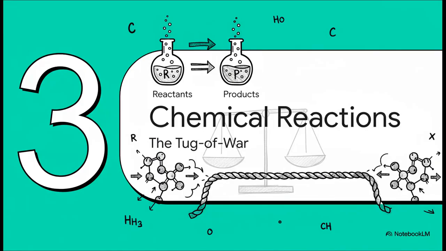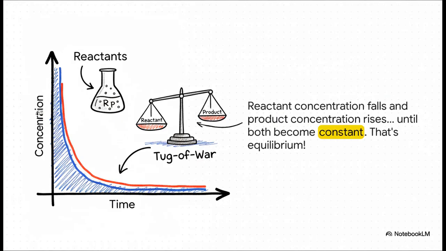All right, time for the main event, chemical equilibrium itself. The best way to picture this is like a game of tug-of-war. On one side of the rope, you have the reactants, pulling hard to become products. And on the other side, you have the products, pulling to change back into reactants. And this graph from your textbook shows it perfectly. Look here. At the start, you have lots of reactants, so their concentration goes down. You have 0 products, so their concentration starts going up.